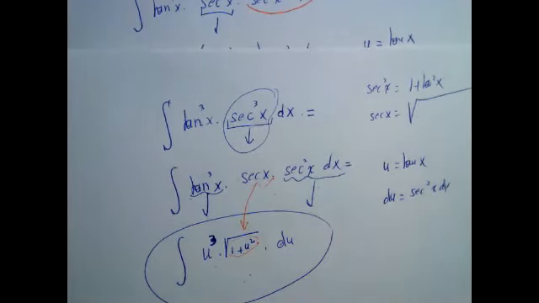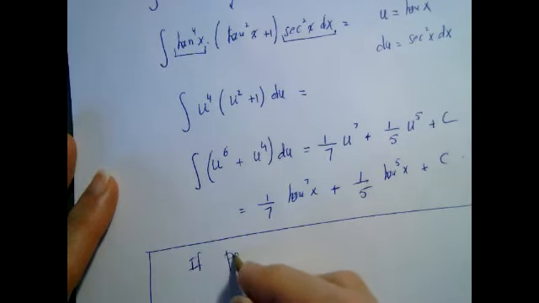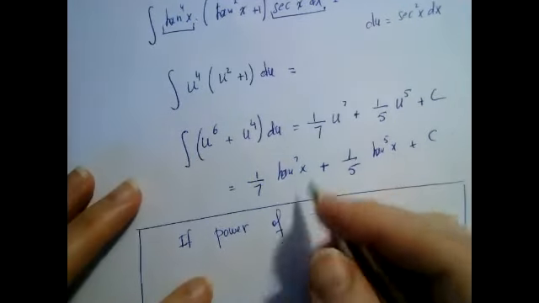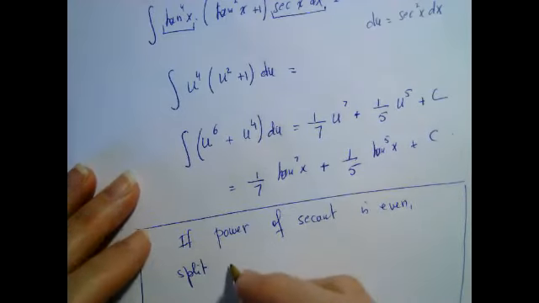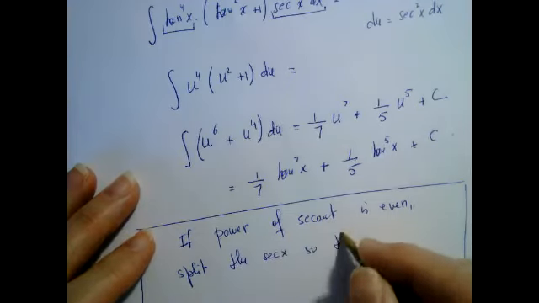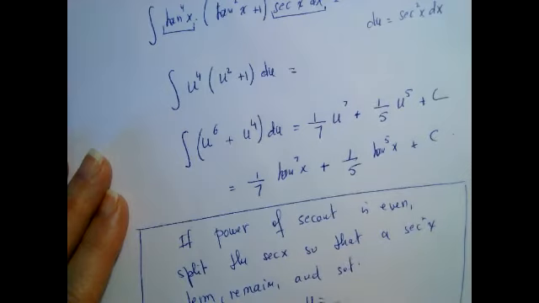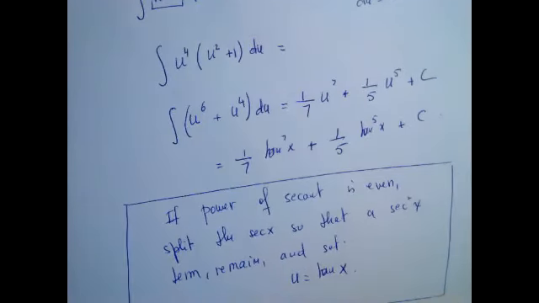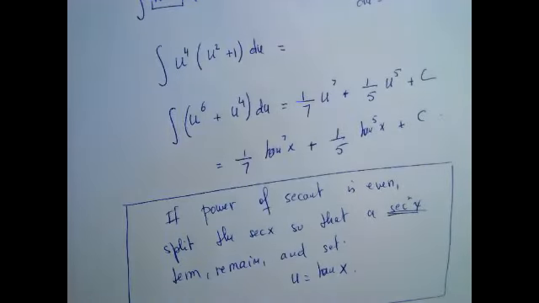If the power is odd, you're going to encounter this problem because it's going to come up with the square root. Okay, so the first rule, if you want to memorize it, it's up to you, or you want to understand it. One of the rules is: if the power of secant is even, then split the secant so that a secant squared term remains, and set u to be tangent. So if the power of secant is even, you split off the secant squared term, and then you'll have something else, and you put u equal tangent. But the power has to be even, otherwise it's problematic.